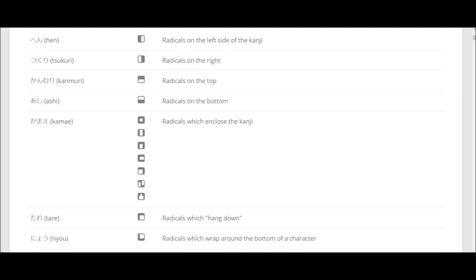What's most important is that you know where these radicals might appear and where you'll need to be looking out for them. Radicals can appear on the left, right, top, or bottom. They can partially or completely surround a kanji in a few different patterns, and they can wrap around on the upper left and lower left sides of a kanji. So if you encounter a kanji you don't know, your first step will be to look in all of these locations and see if you can find a radical.